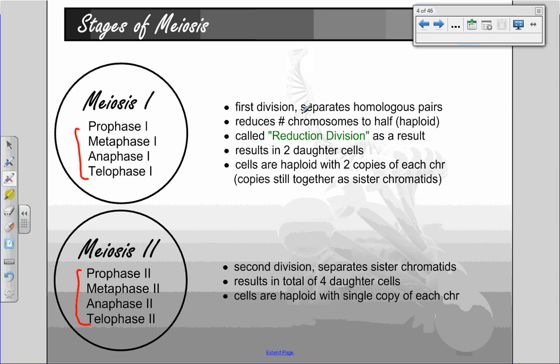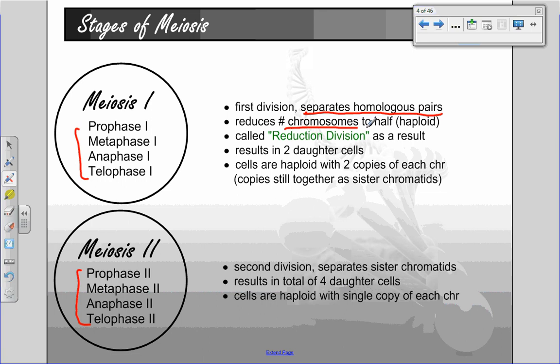In the first division, like in both divisions, things that happen with the spindle fibers and the centrioles are pretty much identical to what happens in mitosis. So since you've already learned them for mitosis, the big thing to focus on is, okay, what's happening with the chromosomes? That's the main difference in these divisions. In the first division, it's the homologous pairs that get separated. So instead of lining up so that all the chromosomes are lined across the plate, they actually pair up and line up as pairs.